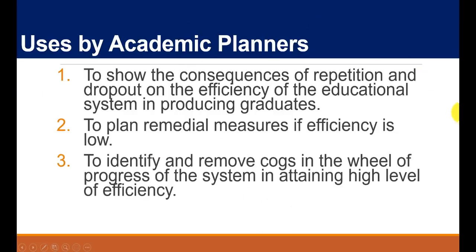So how do we use the academic planners to show the consequences of repetition and dropout on the efficiency of the educational system in producing graduates, and to plan remedial measures if efficiency is low? In some universities, the efficiency of the postgraduate especially is superlatively low. You admit 150 for a master's degree program, and at the end of your 18 months or even 2 years, you get only 50 in the entire university graduating, even for PhD. Very poor, very low efficiency. So it will allow you to plan remedial measures, to say to the postgraduate school, now you wake up.